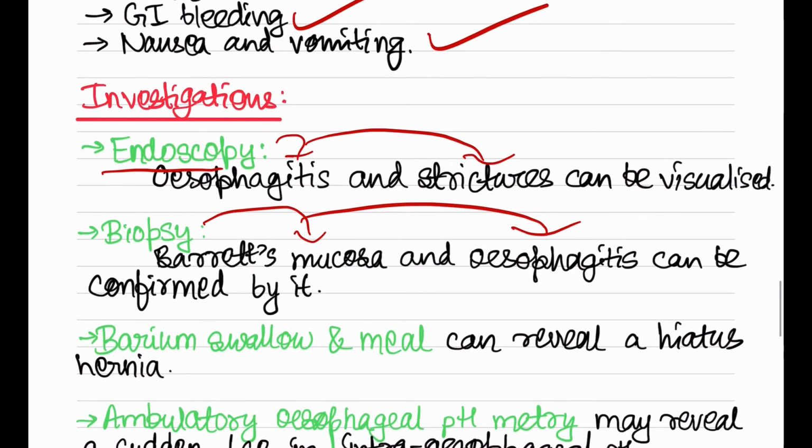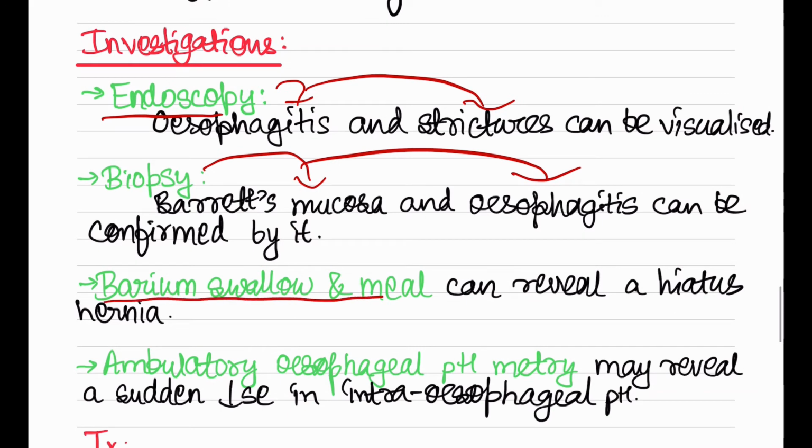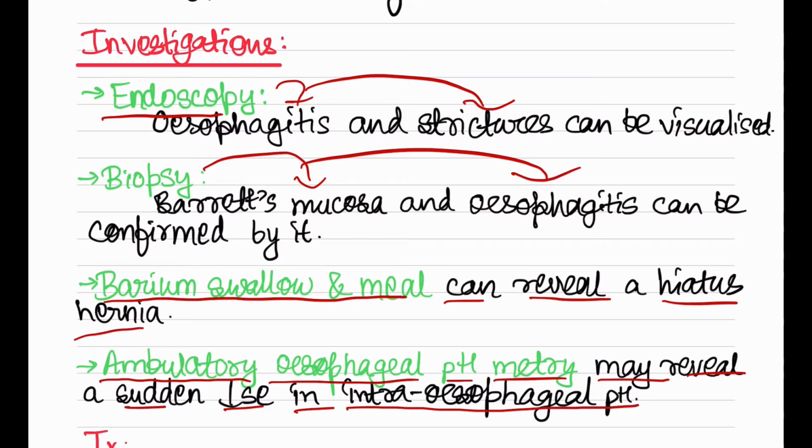Coming to the next investigation, that is barium swallow and meal, which can reveal hiatus hernia. And then we do ambulatory esophageal pH metry, which may reveal sudden decrease in intraesophageal pH. This is because of the reflux of the gastric contents into the esophagus in gastroesophageal reflux disease. As a result, there will be sudden decrease in the pH within the esophagus.